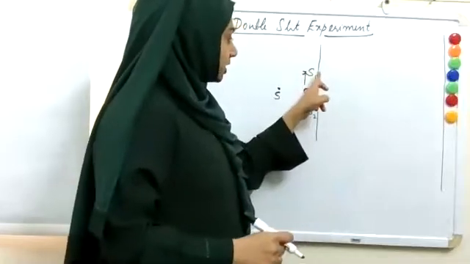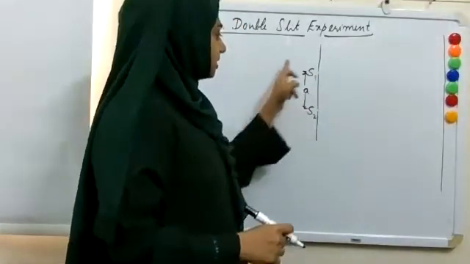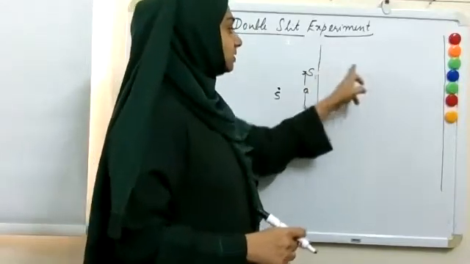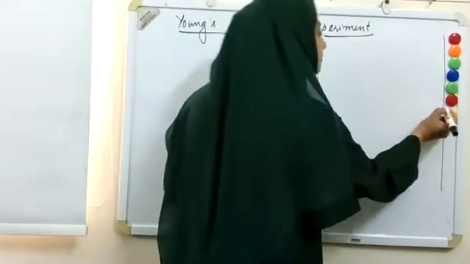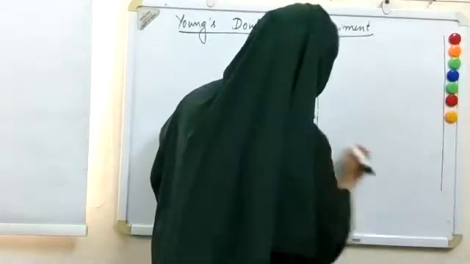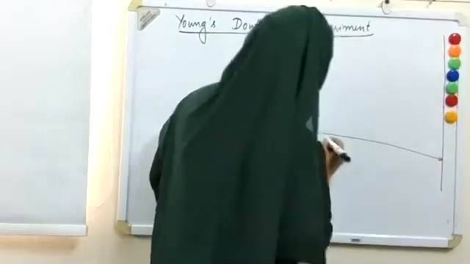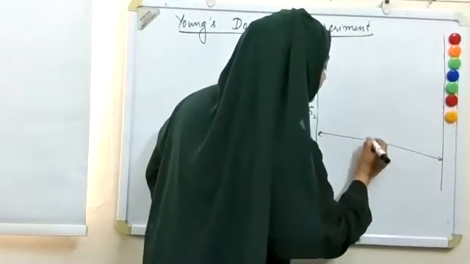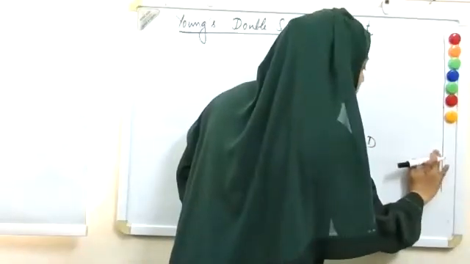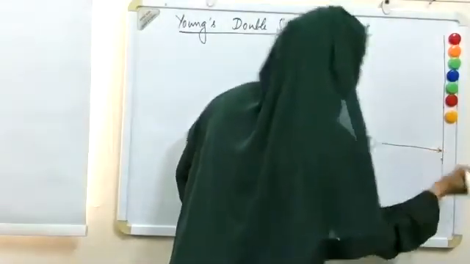According to Huygens principle, there will be wavefronts coming and these two points will act as secondary sources of waves, and you will get an interference pattern at a screen which is kept at a distance, say D, from these sources.